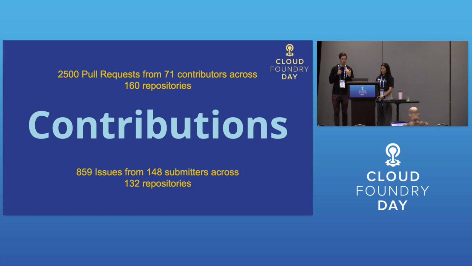In addition to those pull requests, we saw 859 issues from 148 submitters, and that's covering 132 of our repositories. So yeah, even more folks who are probably using our buildpacks, finding bugs, reporting them, requesting new features. It's really great to see people engage from the community and give us feedback about what we're building, give us insights into the type of applications they're trying to deploy, and just give us good ideas for things that would be helpful for other folks.